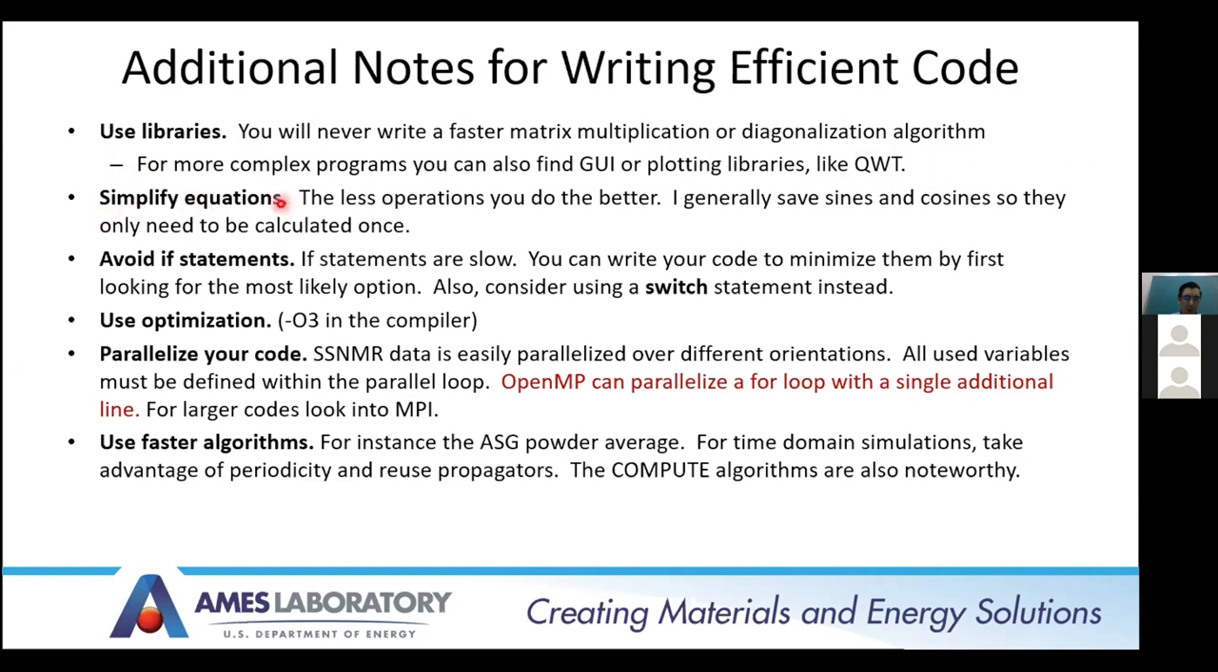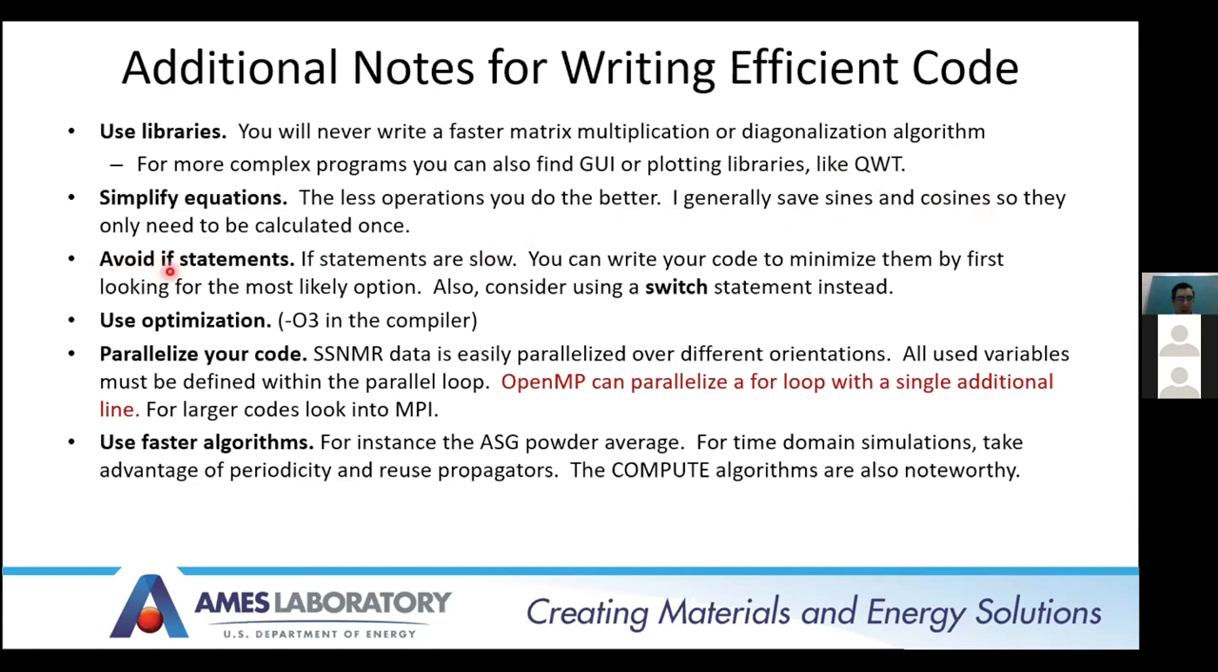Like I mentioned earlier, you want to simplify your equations as much as possible, condense them to the smallest form so that the calculations run faster. And generally, what I would do is calculate all the sines and cosines once, so that you don't need to calculate them at each iteration. So you can just store the sines and the cosines directly.